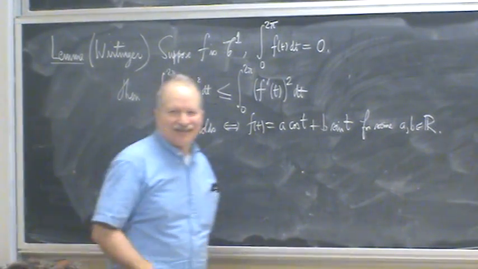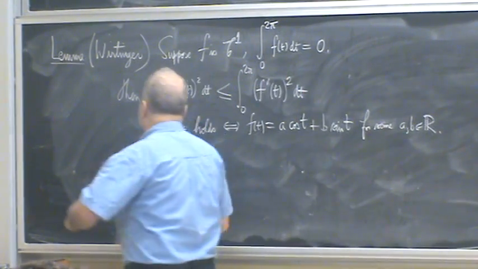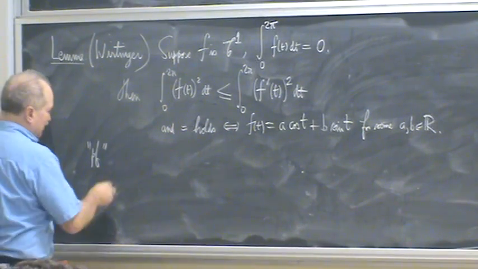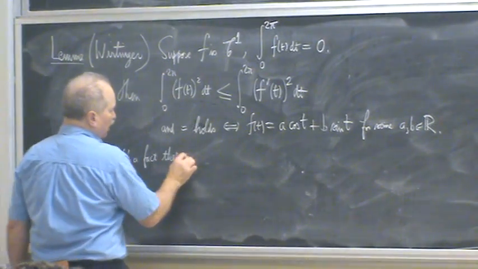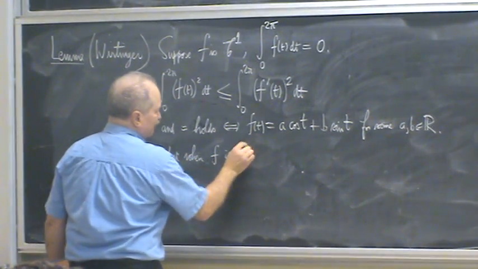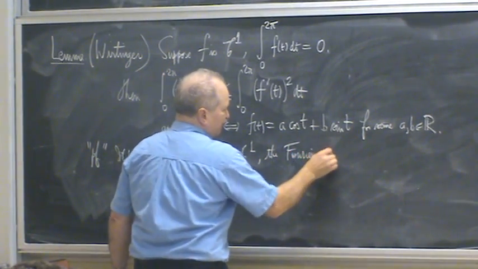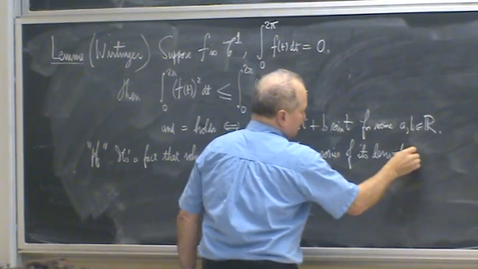What is going on? I suppose my answer is, well, here's a proof, in quote marks. It's a fact that when f is C1, the Fourier series of its derivative is, guess what? C0.